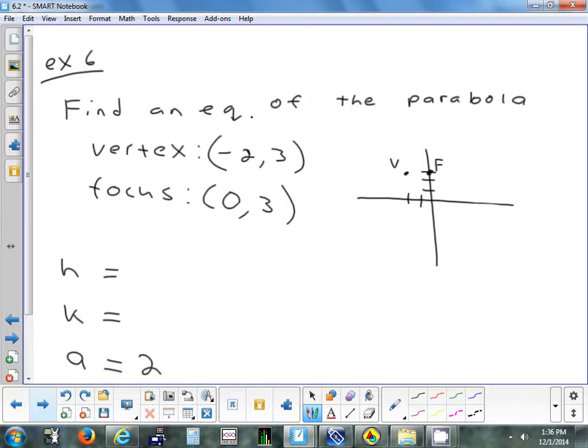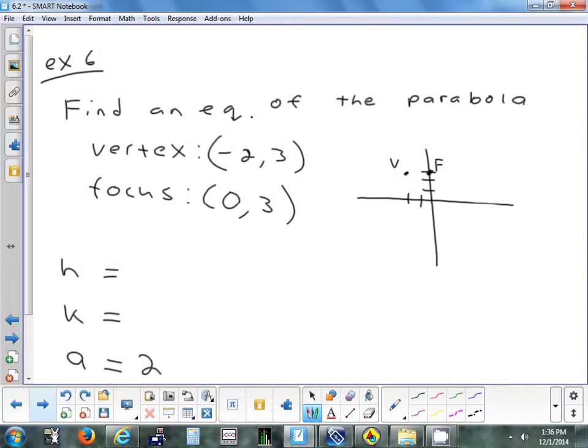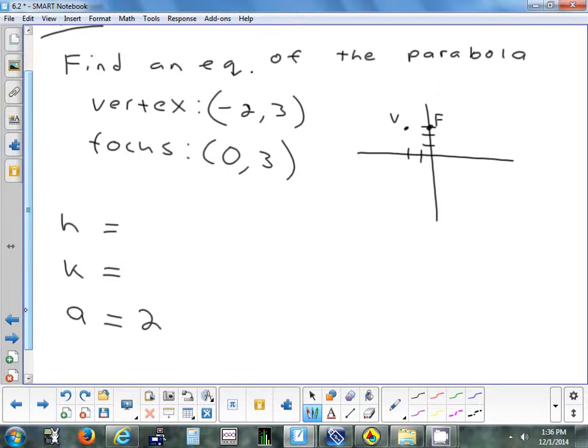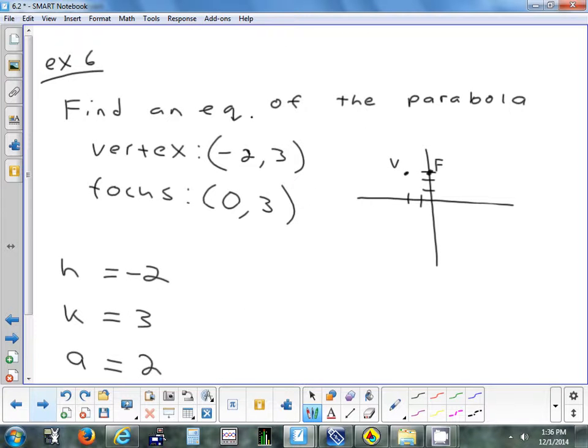Anything else that we know, just based on what we were given? We know h and k without any work. It's the vertex. The vertex is (h, k). So what's h here? And k? 3. So now we've got everything we need. We just need to figure out which one of these four formulas we use. Are we opening up, down, left, or right? I'm going to open towards the right.